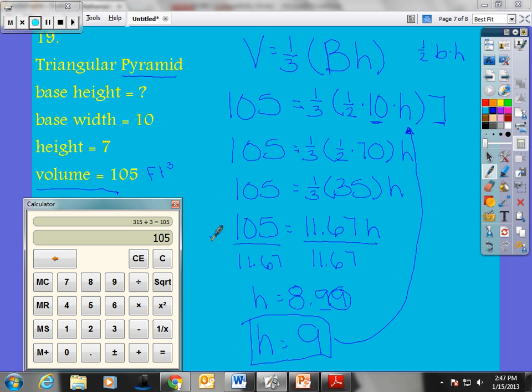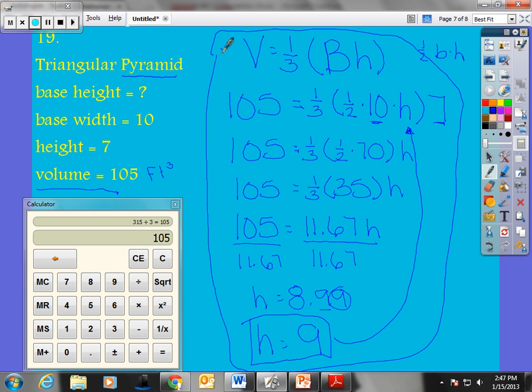Not the easiest thing to do. A lot of work to take care of here. But as Barone and Jagodzinski tell me, it's worth the wait. All right, let's take a look at number 20.